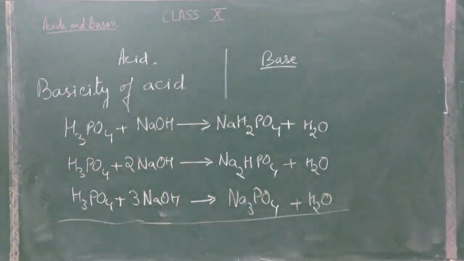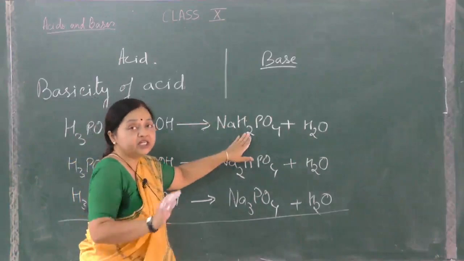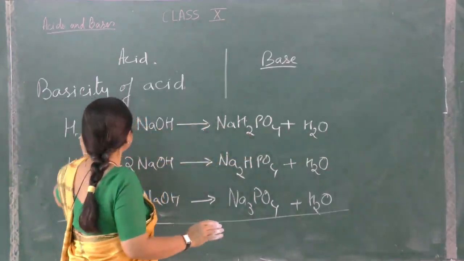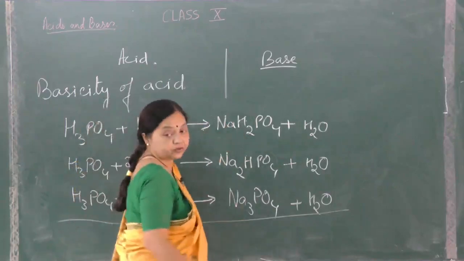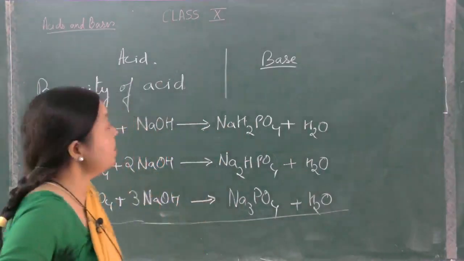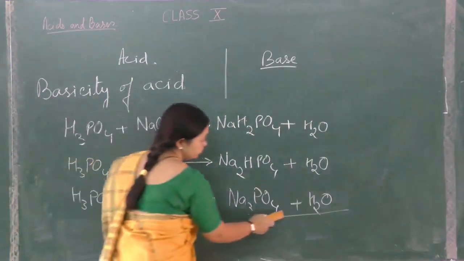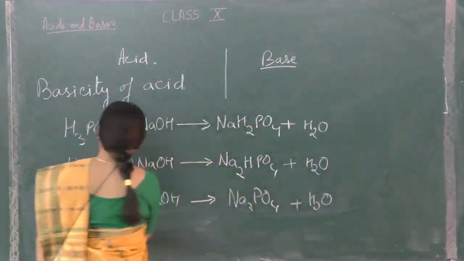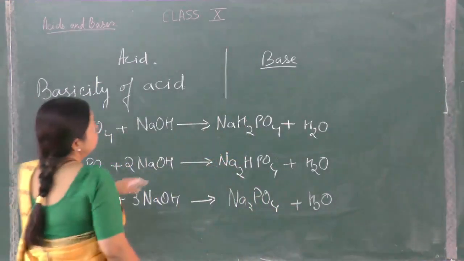So did you understand that? When it's reacting with 1 molecule, the hydrogen is partially removed, meaning only 1 hydrogen is replaced by sodium. And when 2 molecules are reacting, then it is forming... There's no overall equation over here. These are 3 steps over here, 3 types of salts that we have.